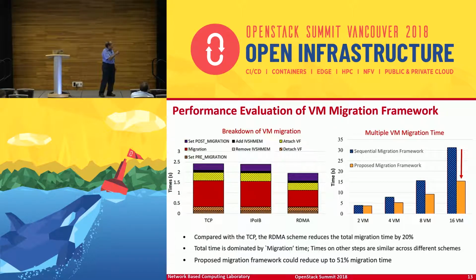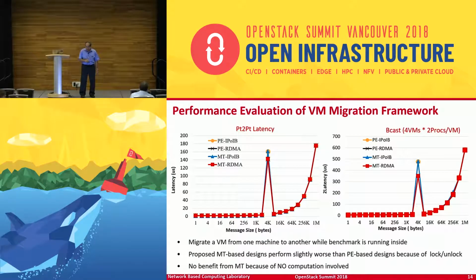That is our design, and we have done all these breakups. Mostly you will see this is the migration time. There is no big difference between TCP and IP over IB, but if you do RDMA, that significantly reduces that time. That is for one migration. On the right hand side, we are showing multiple VMs being migrated, like 2 to 16 VMs, and instead of doing each one sequentially, with the proposed migration framework we should be able to cut down the migration time.